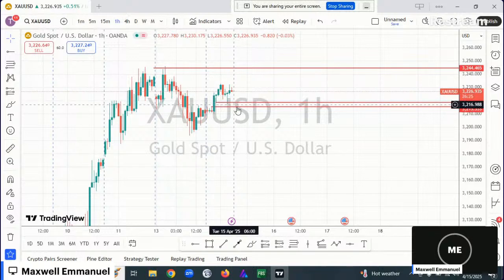If you are considering buying gold, wait for price to fill this fair value gap. That's my take on gold. Wait for price to fill that fair value gap before you go bullish on gold. I hope that is clear.